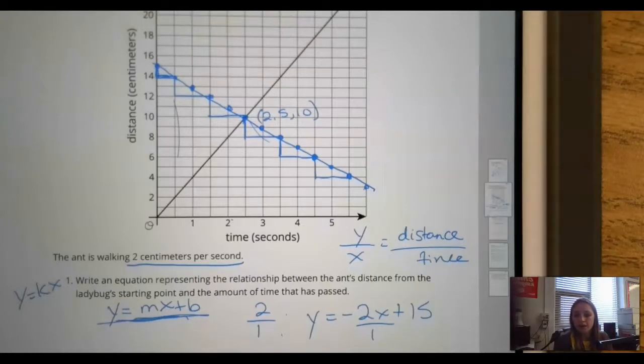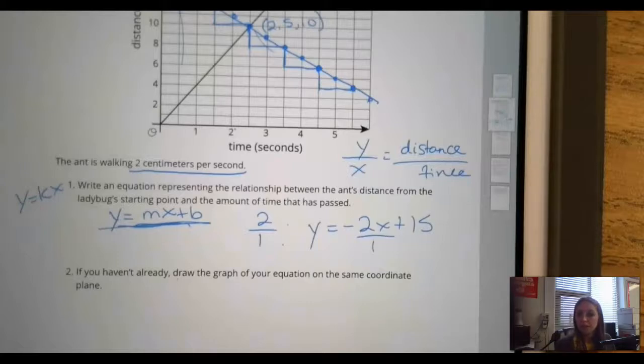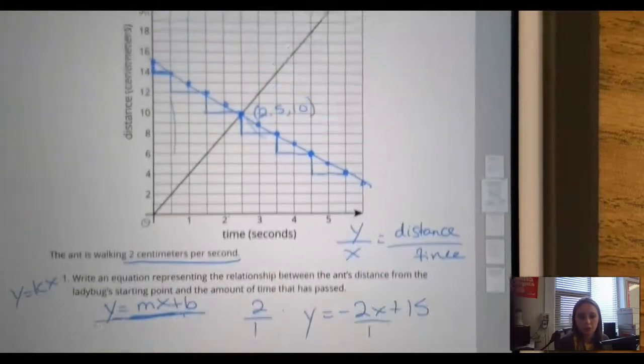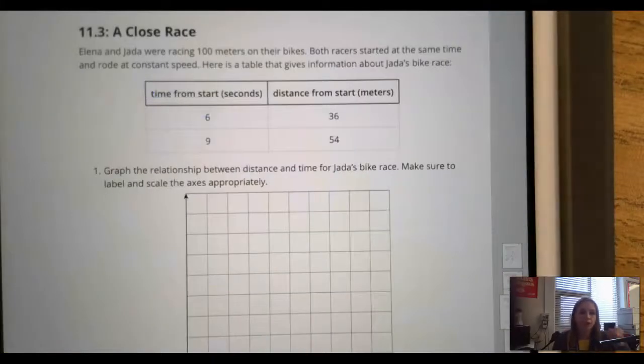If you have to go back and get any of that again, feel free to rewind and rewatch any part that you may need to backtrack for. And then it says, if you haven't already, draw a graph of your equation on the same coordinate plane, which we did right there. Alright, so now on our last example or problem here, we have a race.